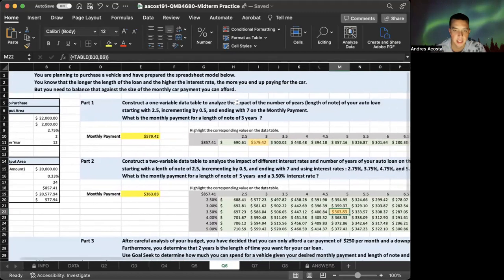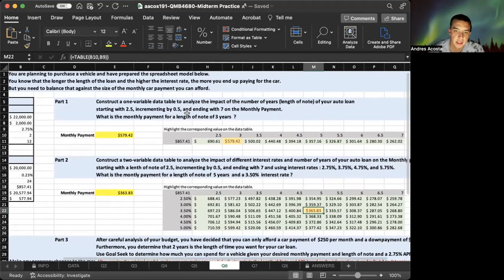For part 1, it says to construct a one variable data table to analyze the impact of the number of years, meaning the length of note of your auto loan, starting with 2.5, incrementing by 0.5, and ending with 7 on the monthly payment. What is the monthly payment for a length of note of 3 years?